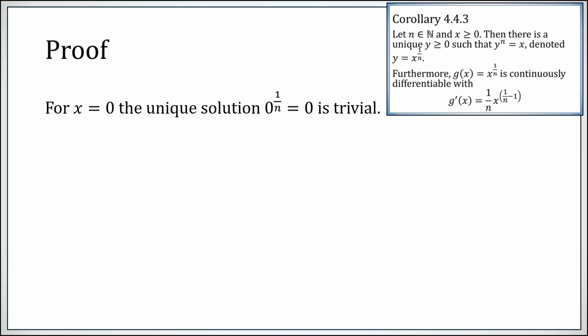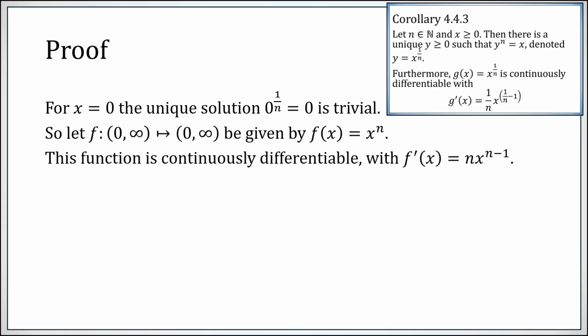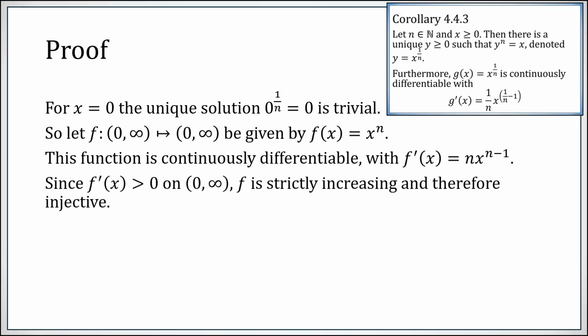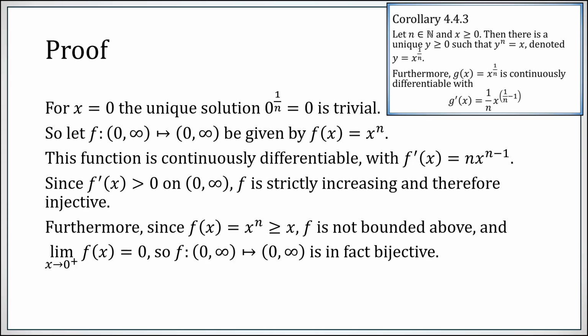At x equals 0, the unique solution is quite trivial to find. So let's restrict ourselves to positive values of x and look at the function f of x equals x to the n. This is a continuously differentiable function. Its derivative is n times x to the n minus 1. And the derivative is positive, so f is a strictly increasing and therefore injective function. Furthermore, x to the n is bigger than or equal to x, so the function is not bounded above. Since the limit as x approaches 0 from above of f of x is 0, the function f maps 0 to infinity to 0 to infinity in a bijective manner.